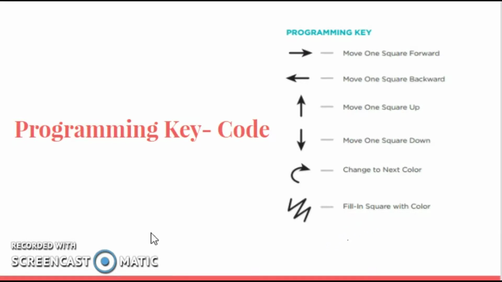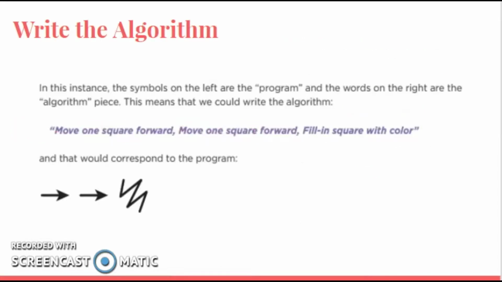Okay, so to give you guys just an example of this, in this instance, the symbols on the left that we saw are the program. Okay, that's the code. And the words on the right are the algorithm piece. This means that we could write the algorithm, one square move forward, one square move forward, fill in square with color. And that would correspond to the program with right arrow, right arrow, squiggly line. Okay, so one square forward, it's right here. One square forward, it's right here. And then fill in the square with color is right here. So this is how we're going to be writing the code for this one.